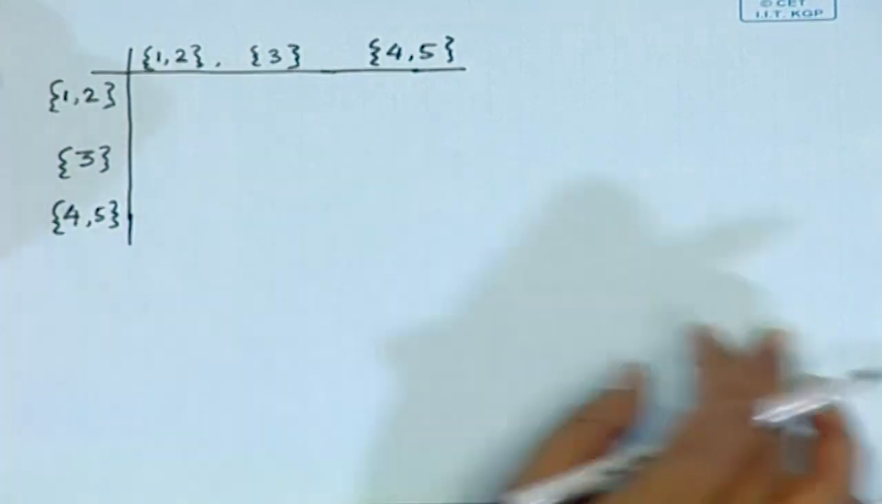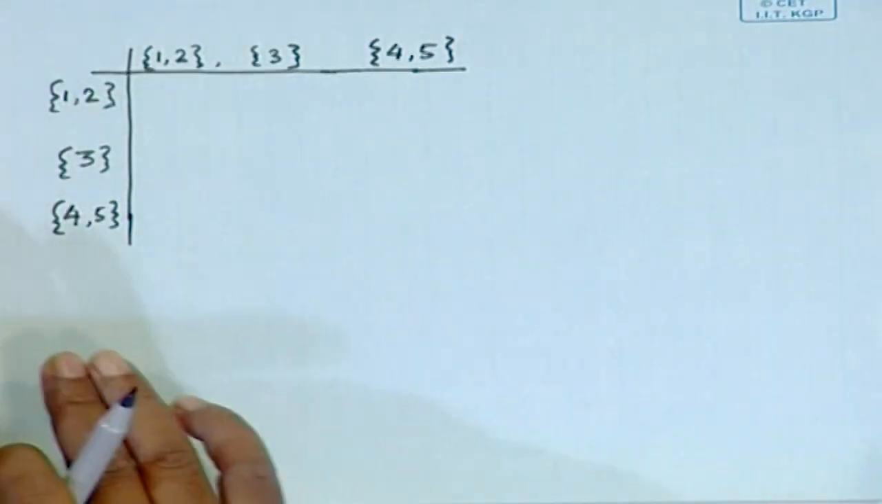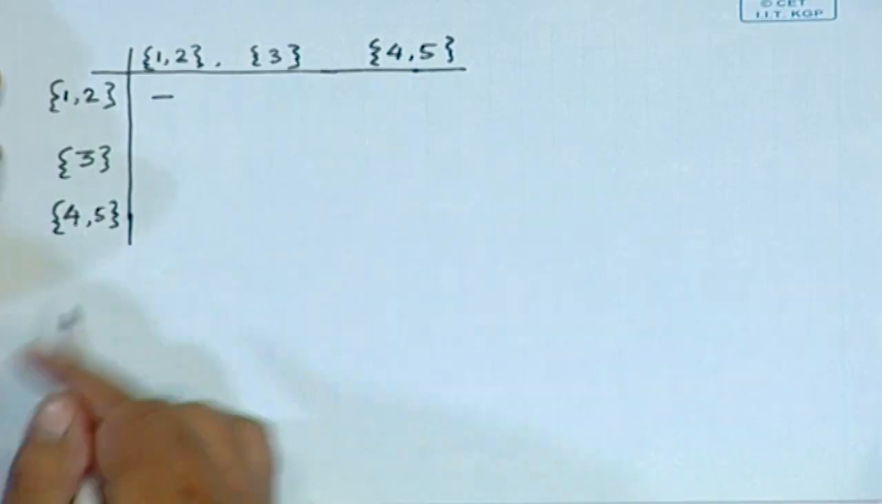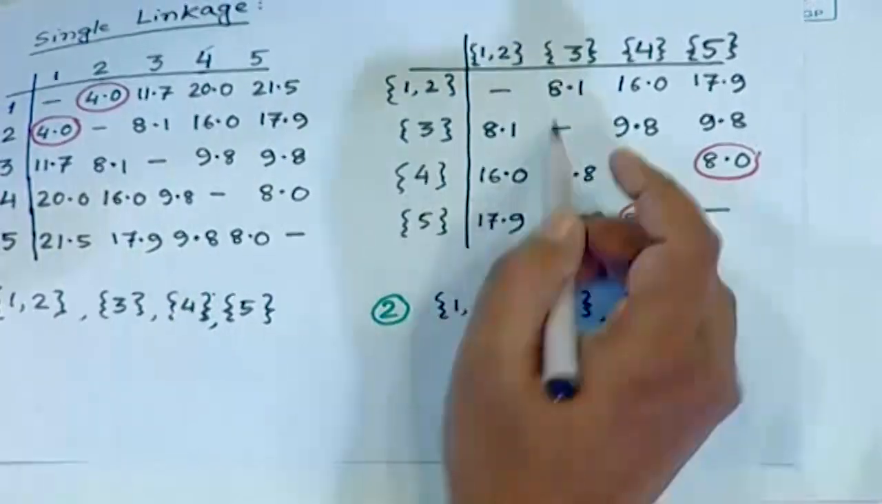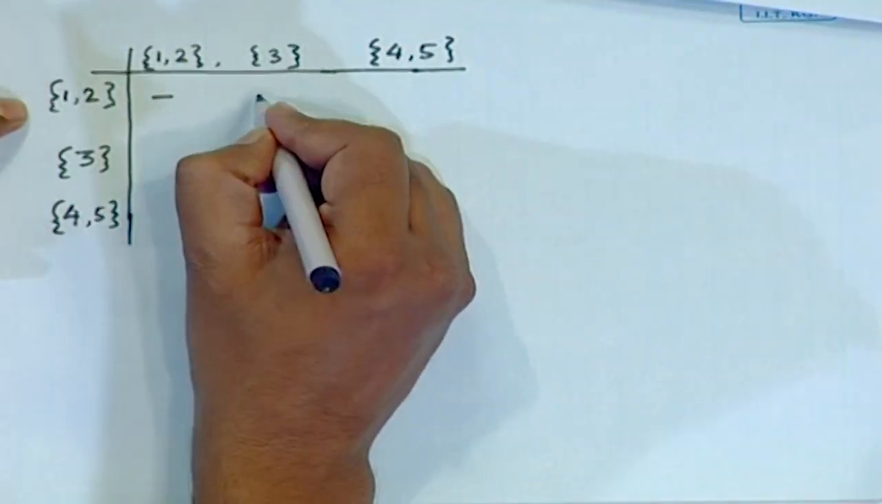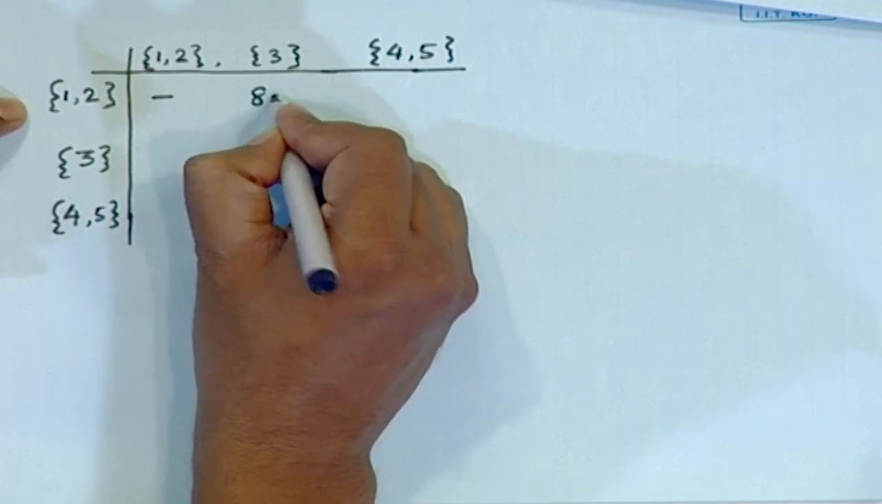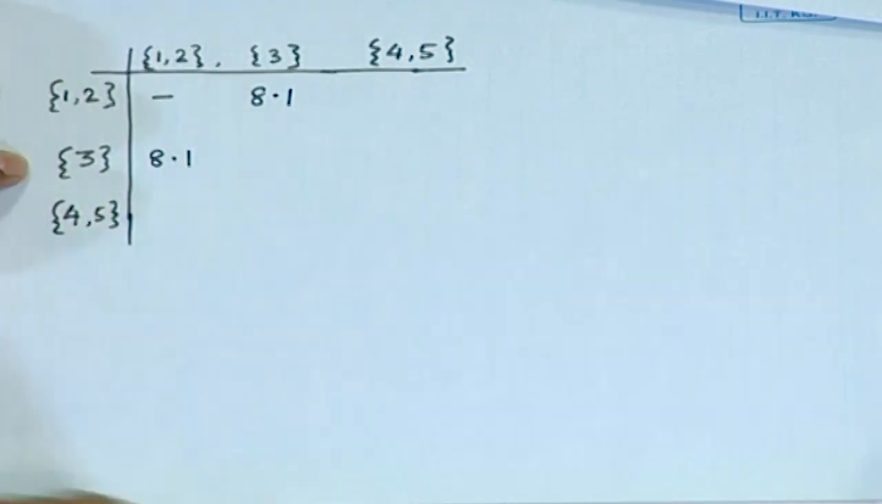Okay. Now, in the same manner, if I compute the distances between each pair of clusters, obviously 1, 2 has the distance equal to 0, so I do not bother about this. 1, 2 and 3 remains the same as 8.1. So, 1, 2 and 3, the distance remains as 8.1. Here also the distance remains as 8.1.